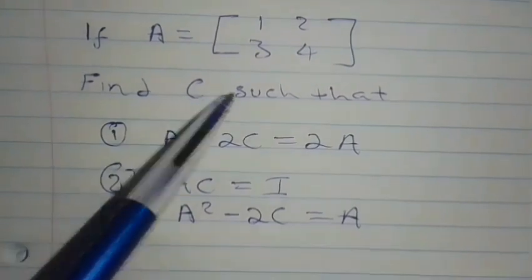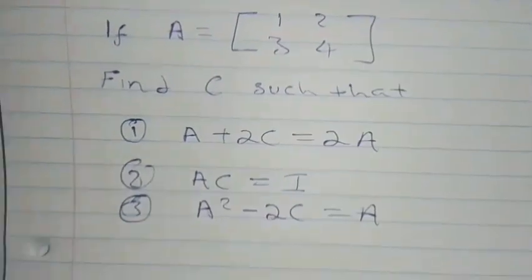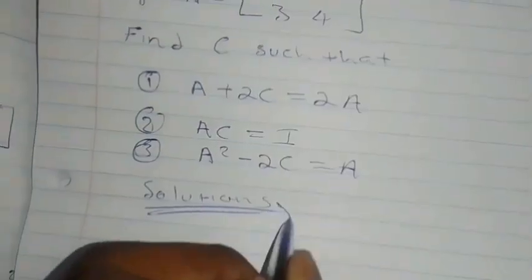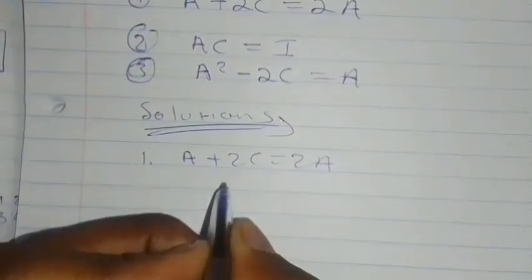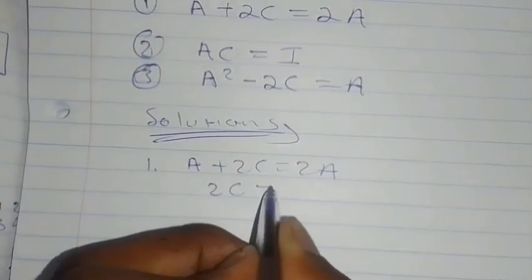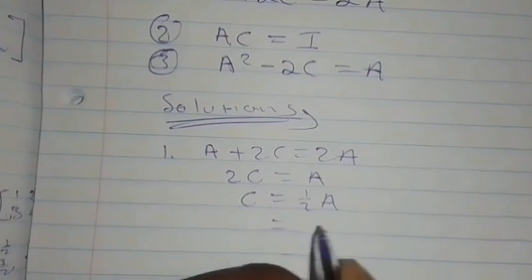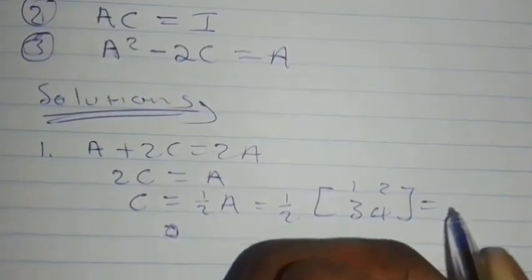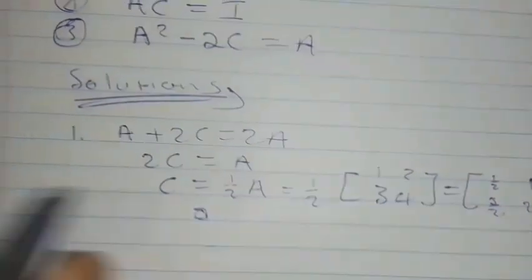Okay, so now let's find matrix C such that A plus 2 times C will give us 2A. Given that A is given by this matrix. For number 1, A plus 2C is equal to 2A. So when we look at this one here, we can simplify to 2C equals A. So that means that C is equal to half A. So we just distribute half inside matrix A. So we have half into 1, 2, 3, 4. And when we solve this, we're going to have 1/2, 3/2, 1, and 2. So that will be the solution for number 1.